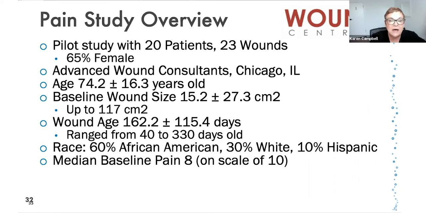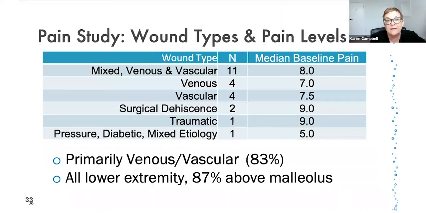And you can see that one of the wounds was 117 centimeters squared, but the wound size averaged 15 with a standard deviation of almost 28 centimeters squared. You can see that these wounds were chronic. The average age was 162 days, and the standard deviation was plus or minus 115 days. You can see the race makeup, and you can also see that the median baseline pain score was 8 on a scale of 0 to 10.